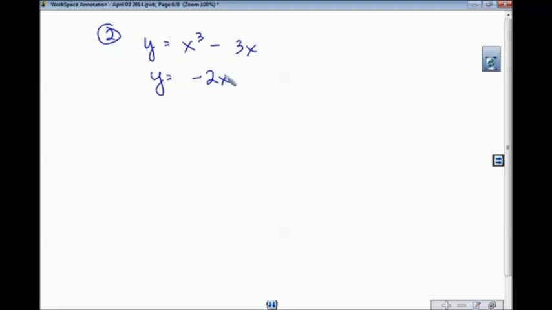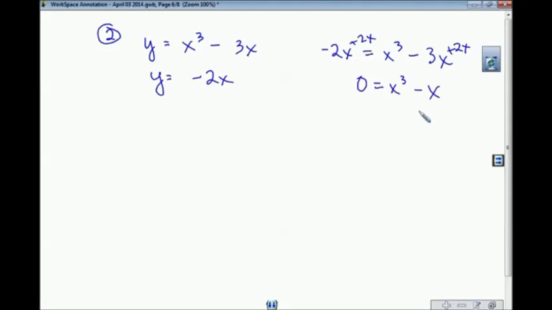So if we're going to do this algebraically, since they're both already solved for y, let's just use substitution. Are you guys good with that? All right, so we'll sub this in, and we'll get negative 2x equals x cubed minus 3x. And so what are we going to do? We want it to equal 0, so how do we do that, Brian? Add 2x to both sides. So we get 0 equals x cubed minus x.